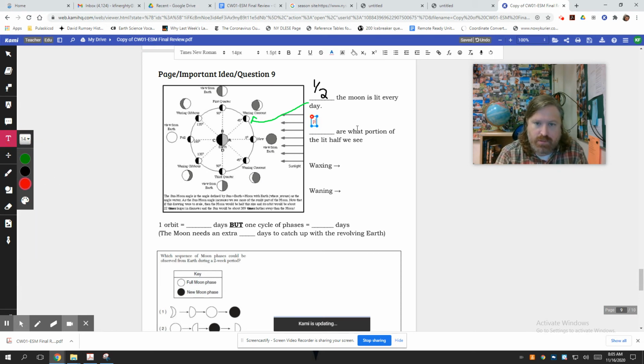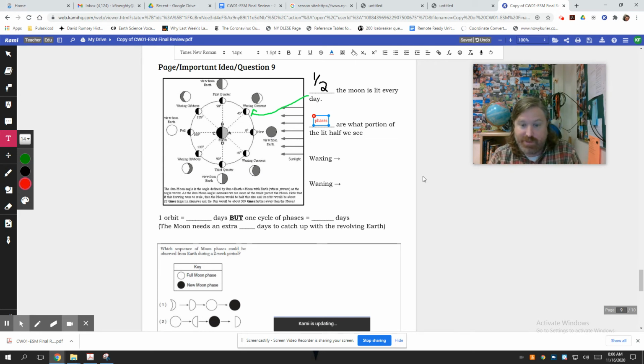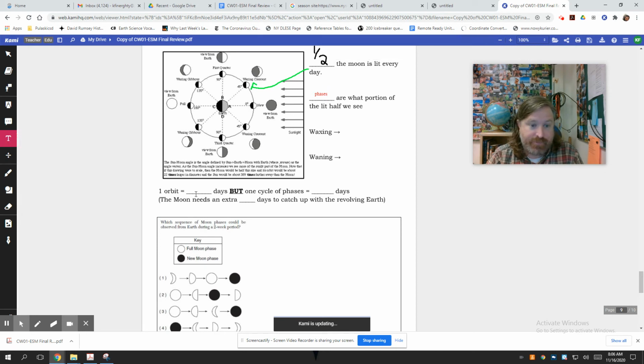Phases are what portion of the lit half do we see? And again, the hard part to this is saying this image is from out in space. But when you look from the Earth out to here, you see only the light side. So that's a full moon. When you look from the Earth over to here, you see only the dark side. That's a new moon. And all the phases in between, study those up, get them down. You don't have to memorize them if you can really think your way through.